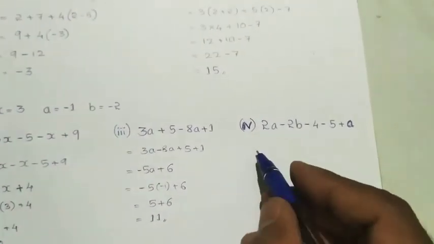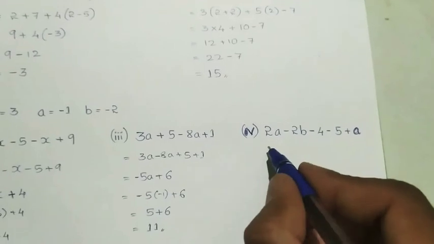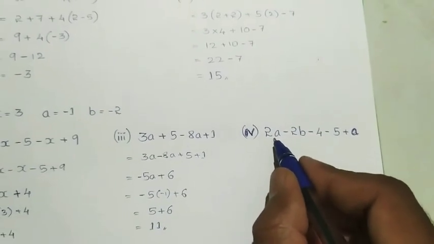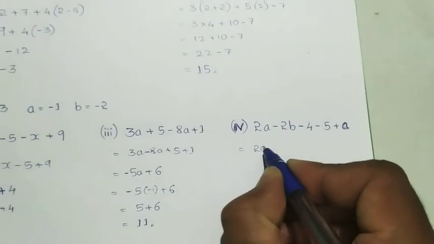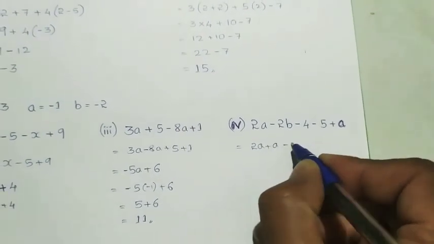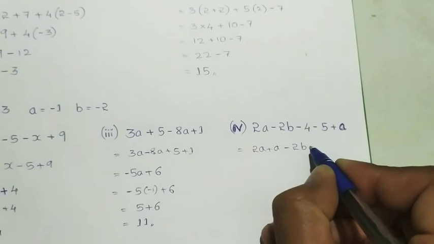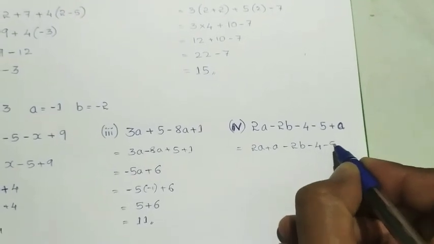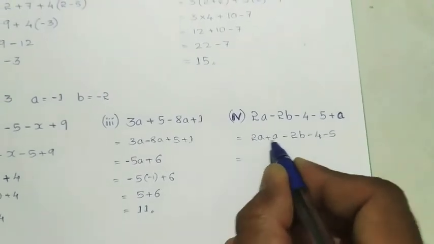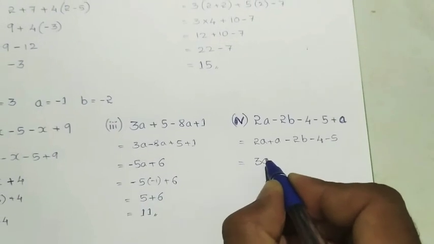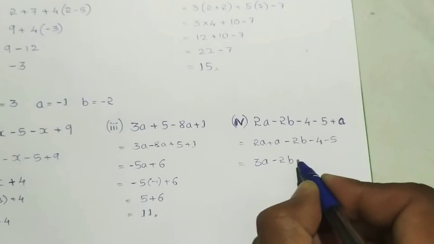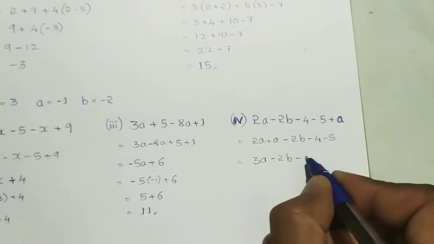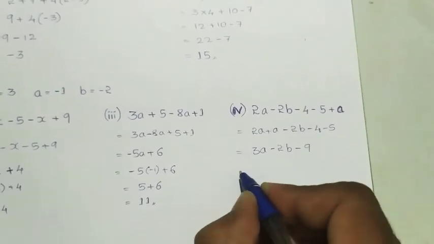And let's do the fifth one directly. The fourth one is for your practice. 2a plus a. First you write them: 2a plus a minus 2b minus 4 minus 5. Okay, 2a plus a will be 3a, minus 2b, minus 4 minus 5 will be minus 9.